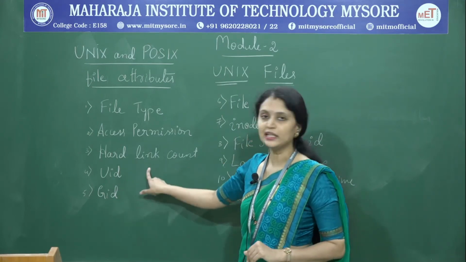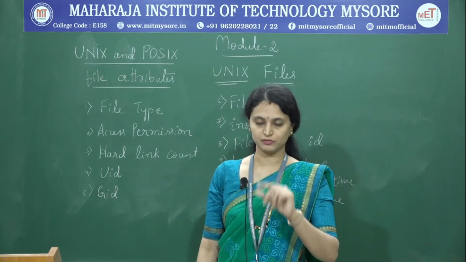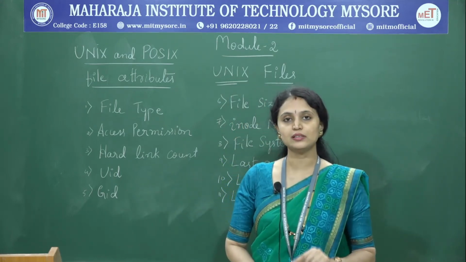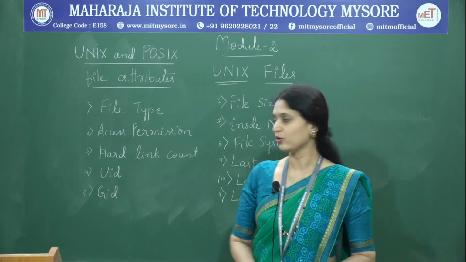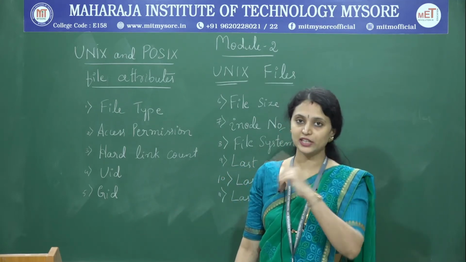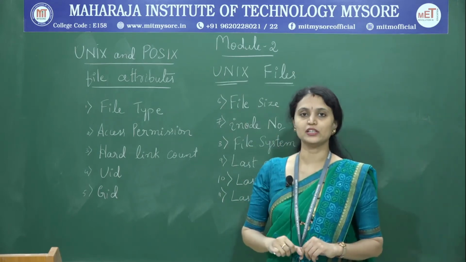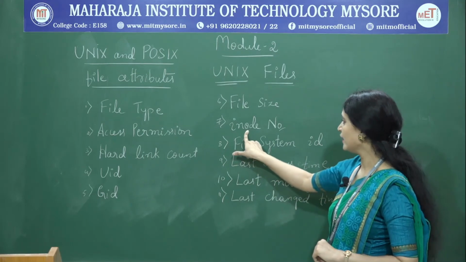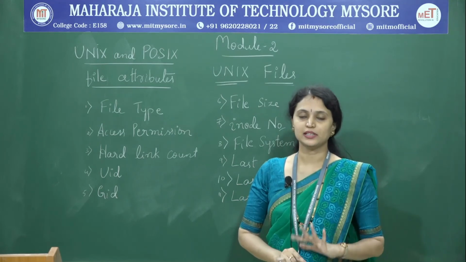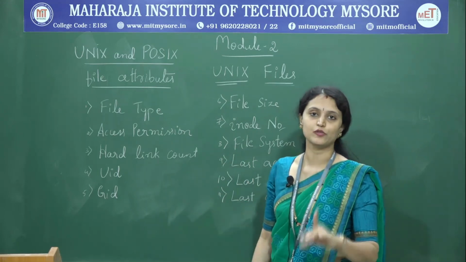Next, hard link count. It specifies the count of hard links for that particular file. Next, UID. It represents the owner's user ID of that file. And GID, it specifies the group ID of that file. Next, file size. It specifies the size of that particular file. And then inode number, a unique number that is assigned to each file. So inode number specifies that particular inode number of the file.